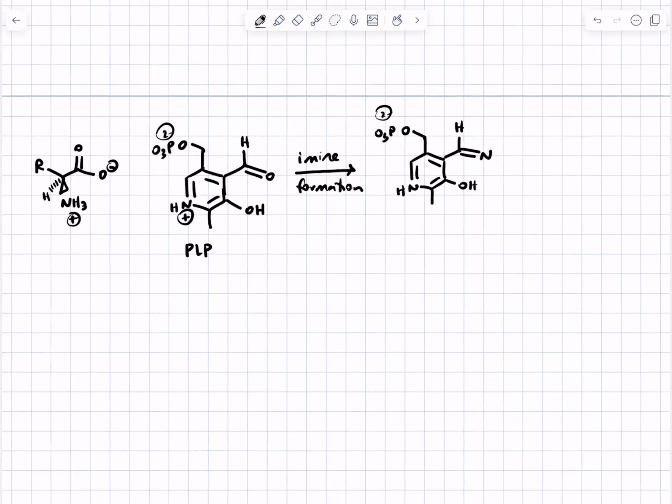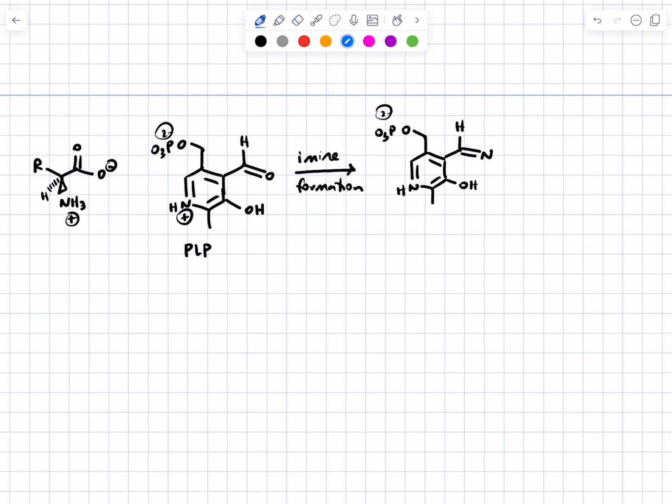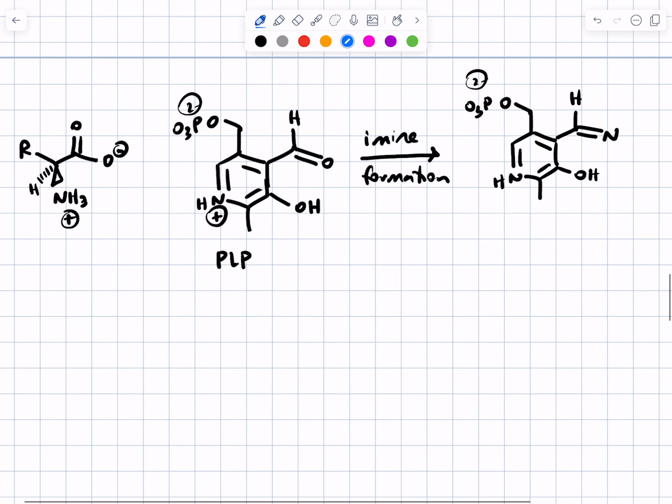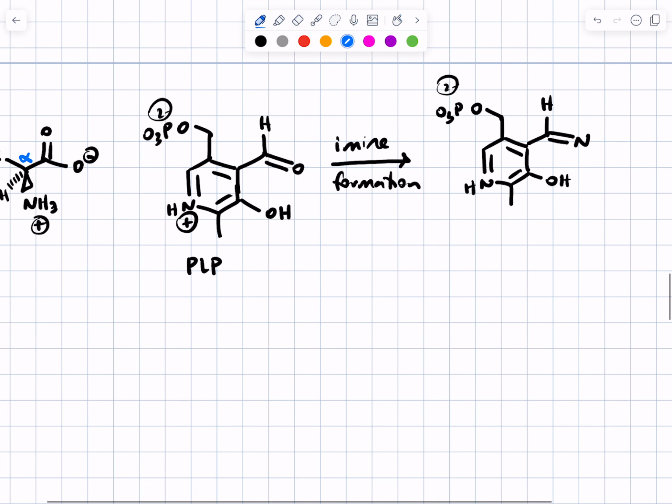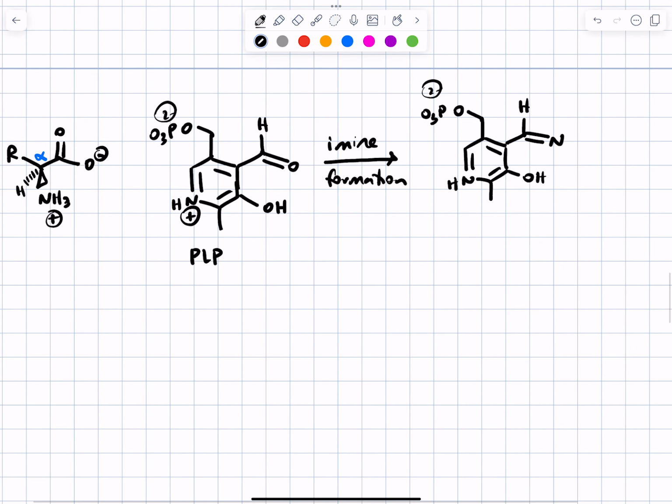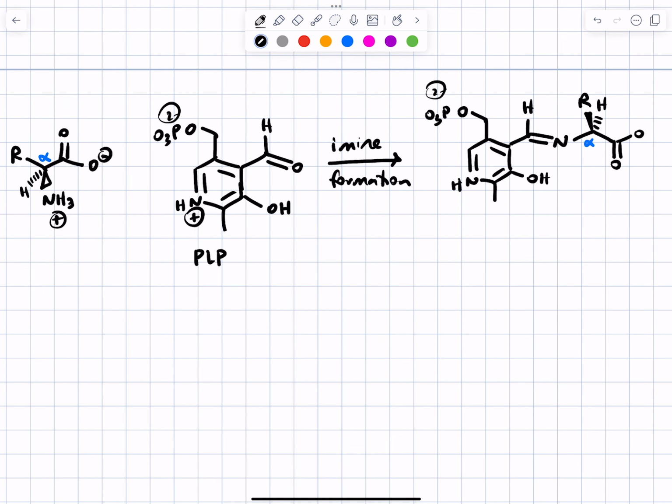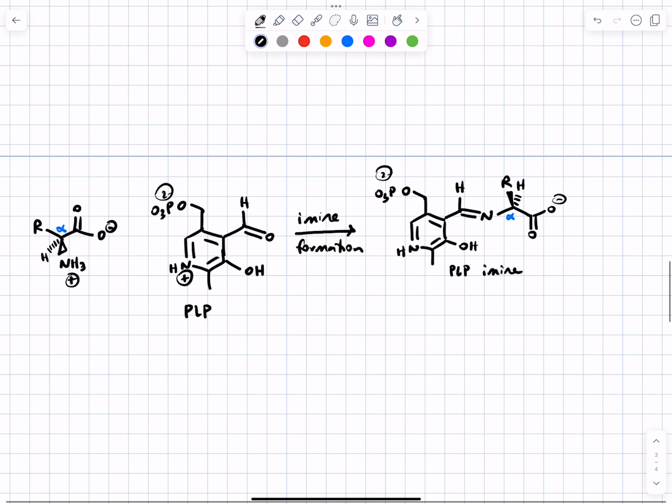So now the nitrogen of our amino acid is tied up in an imine with the PLP aldehyde. I'm going to use the color blue to indicate the alpha carbon. Here is the side chain, and here is the hydrogen. There's the alpha carbon, and here's the carboxylic acid. All right, we'll call this the PLP imine. Now we're ready for decarboxylation.